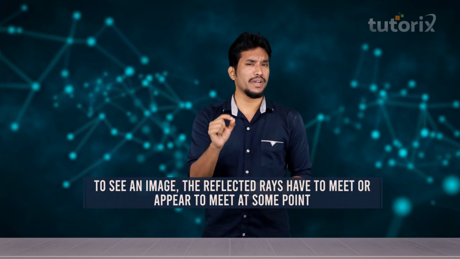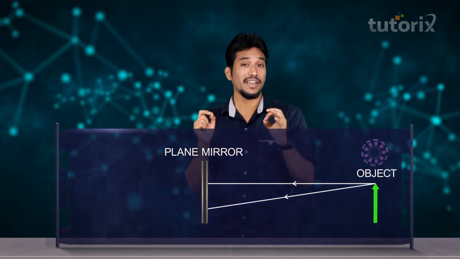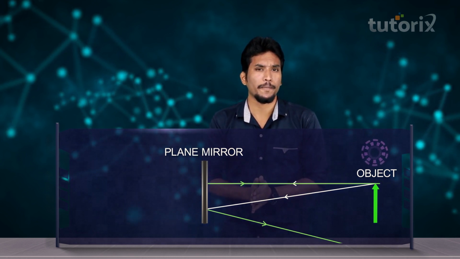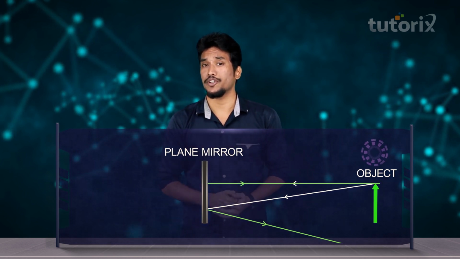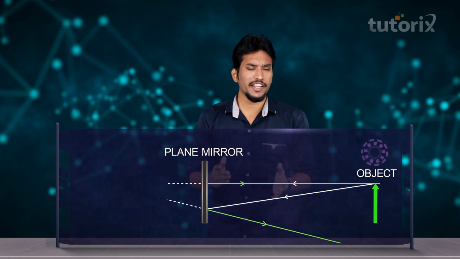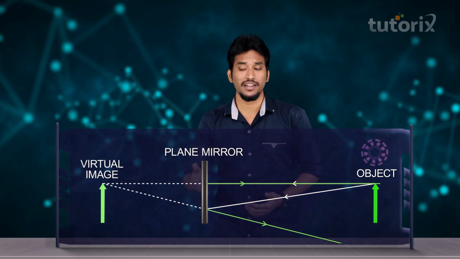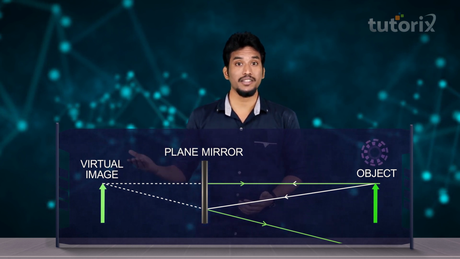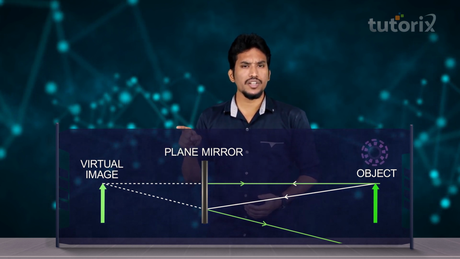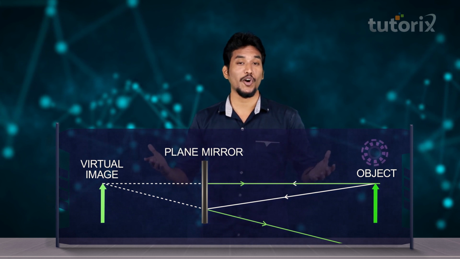We have already learned that to see an image, the reflected rays have to meet at some point, right? In the case of plane mirrors, the reflected rays diverge from a particular point but do not actually meet. So what did we do? We traced the rays back in the direction opposite to their propagation, and the image is formed behind the plane mirror. That is a virtual image which cannot be caught on a screen.